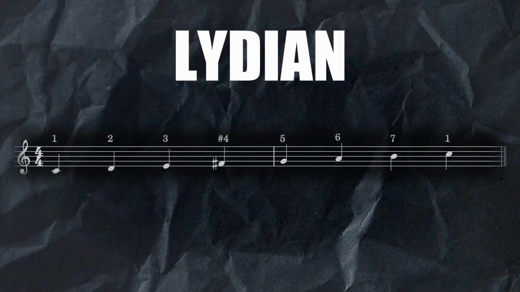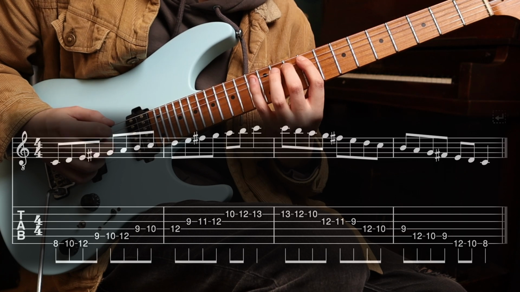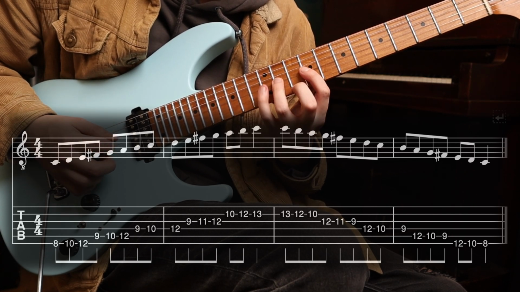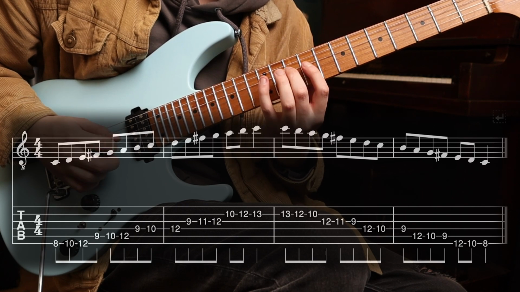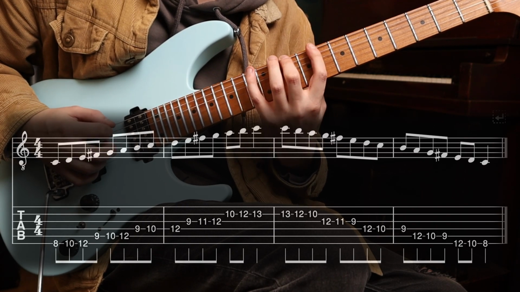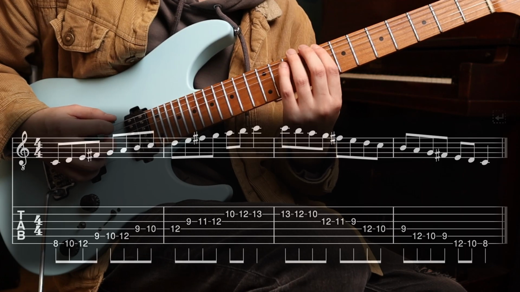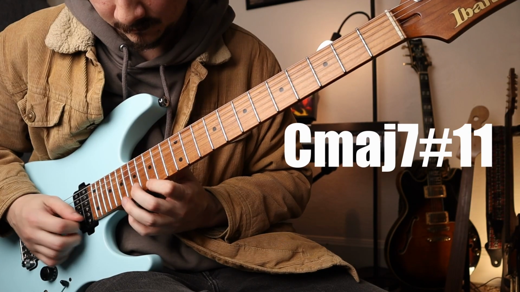The next mode I want to talk about is Lydian, which is the 4th mode of the major scale. The formula for Lydian is 1, 2, 3, sharp 4, 5, 6, 7, 1. It's used to play over the 4 chord or other major 7 sharp 11 chords. You can also play it over the 1 chord.